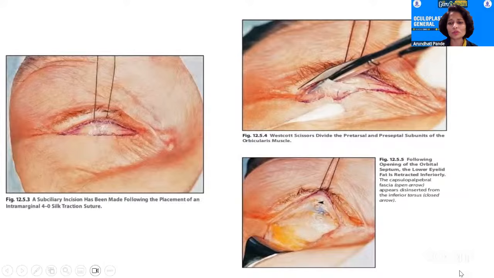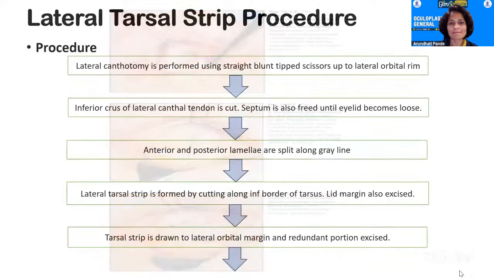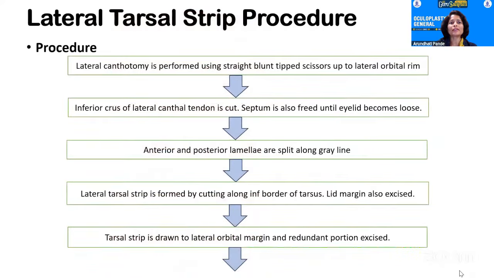Yeah, these are just photos for more clarification. So, lateral tarsal strip procedure. Lateral canthotomy is performed using straight blunt tip scissors up to the lateral orbital margin. The inferior crus of the lateral canthal tendon is cut. The septum is also freed until the eyelid becomes loose. Anterior and posterior lamella are split along the gray line. Lateral tarsal strip is formed by cutting along the inferior border of the tarsus. Lid margin is also excised, the tarsal strip is drawn to the lateral orbital margin and the redundant portion is excised.